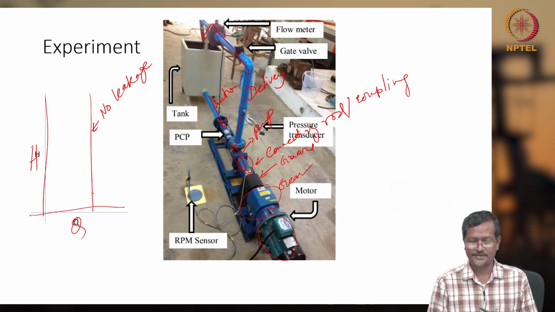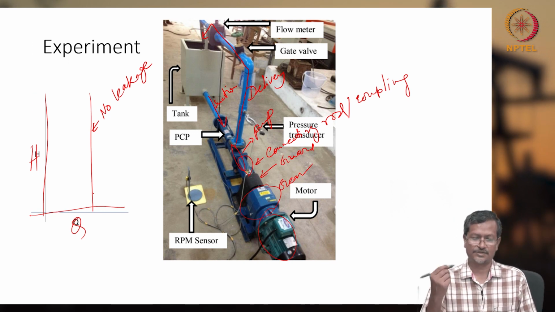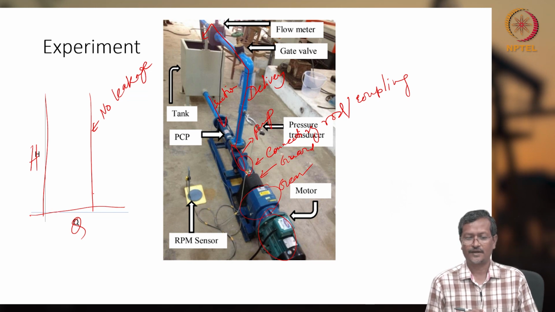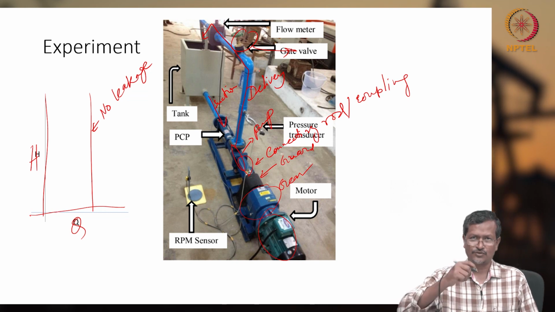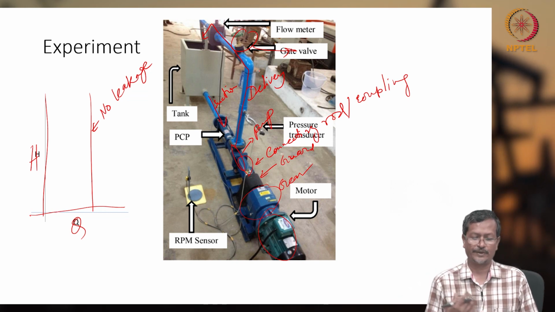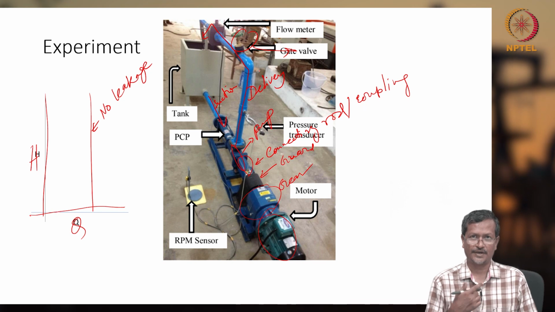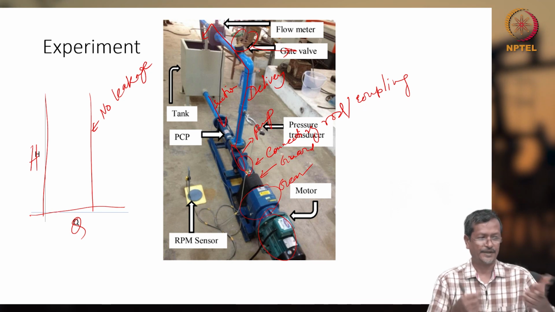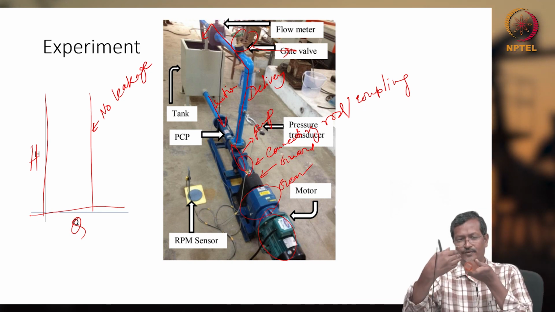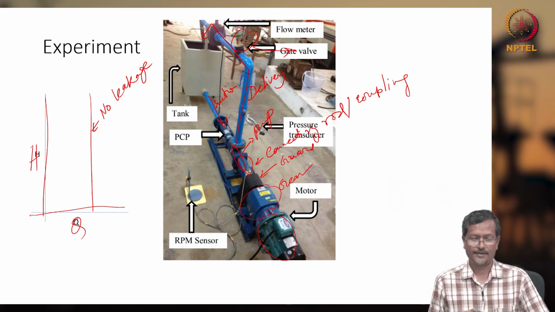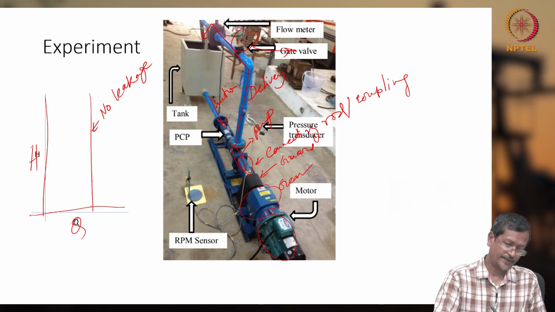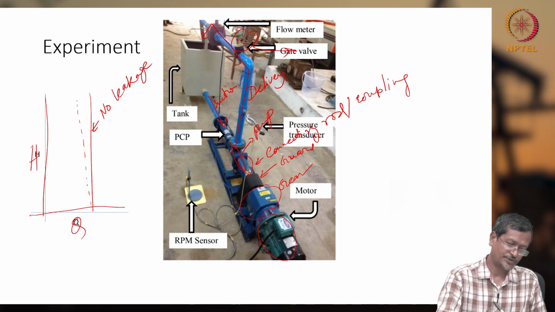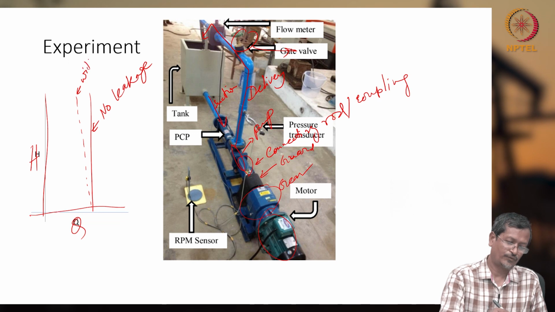But if some leakage is there because of high pressure creation, let us say the exit gate valve is there and you are closing it almost completely, then very high pressure will be developed during the pumping operation. When you create that high pressure, the fluid will be leaking back towards the inlet. Then the actual flow rate will be lower, so the flow rate will be lower with pressure.